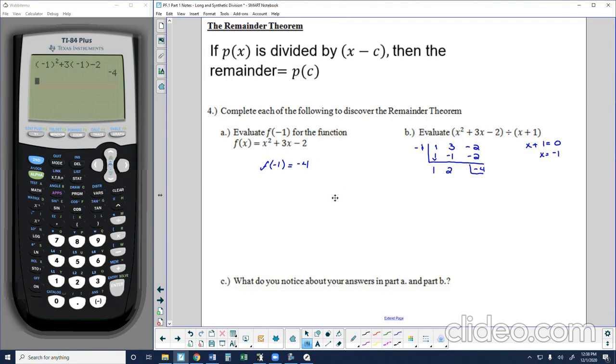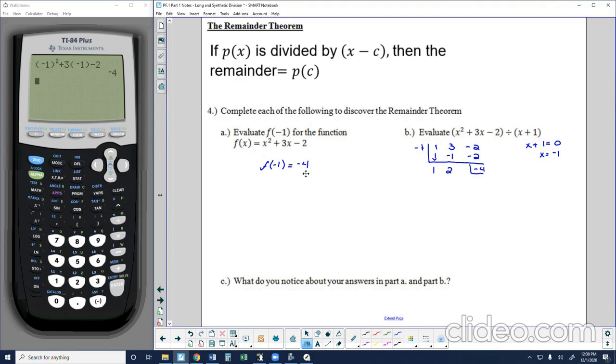So these two operations can be switched, essentially. If I want to evaluate a function using synthetic division, which we generally won't because that's a longer work process, I can take that value and complete synthetic division, and that remainder is going to be the same thing as if I substituted that value in.